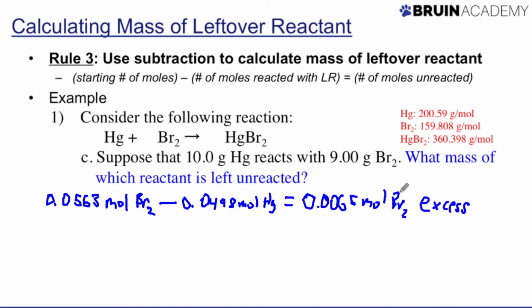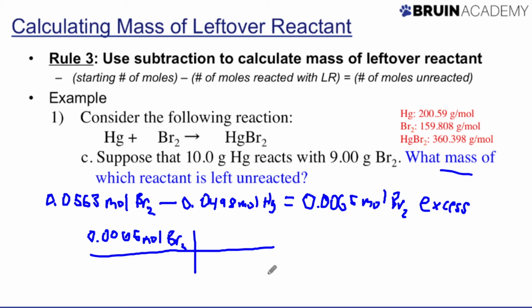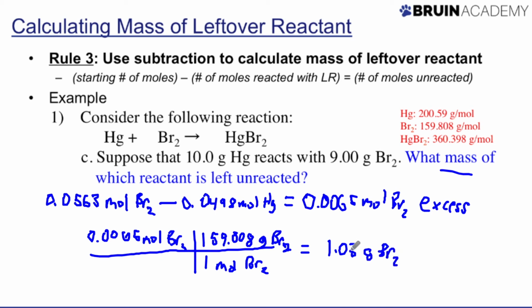But they're not asking for a number of moles of Br2. They're asking for the mass, what mass of which reactant is left over, right? So we know it's Br2. Let's figure out what mass. All we have to do is convert from moles to grams, right? Which we've been doing all along. That's just dimensional analysis. So to convert from moles to grams, you use the molar mass, right? So for every 1 mole of Br2, that's equal to 159.808 grams of Br2. And then you put that in your calculator, solve, you should get 1.03 grams of Br2. Again, 3 sig figs because that's what we're given. So that's how you do a limiting reagent problem.